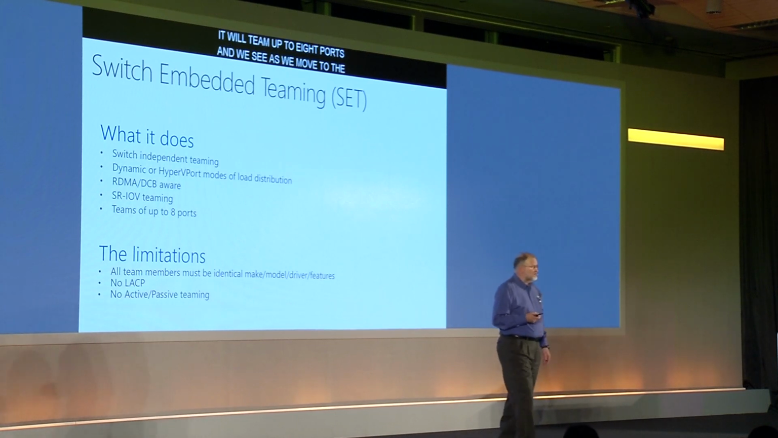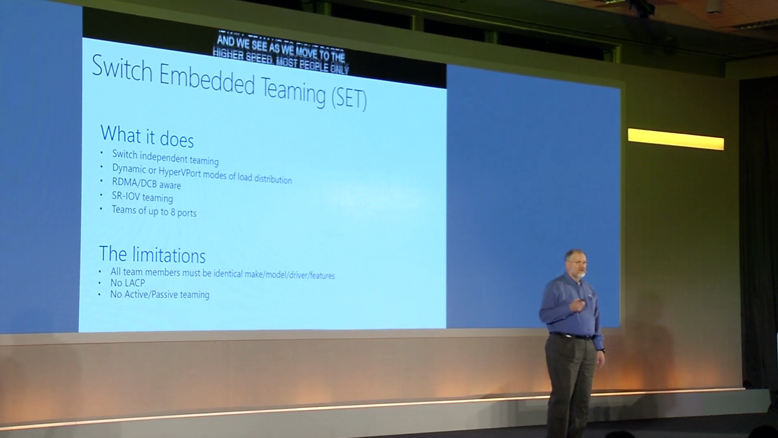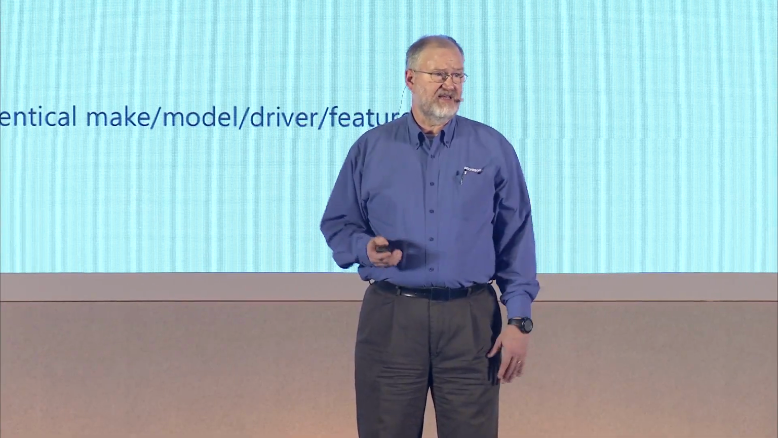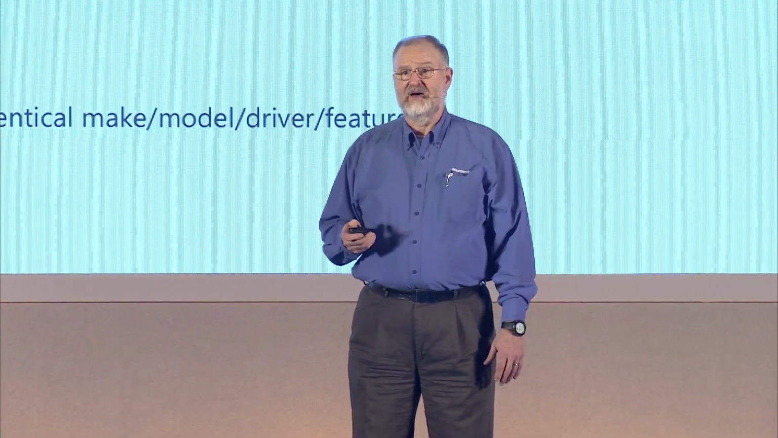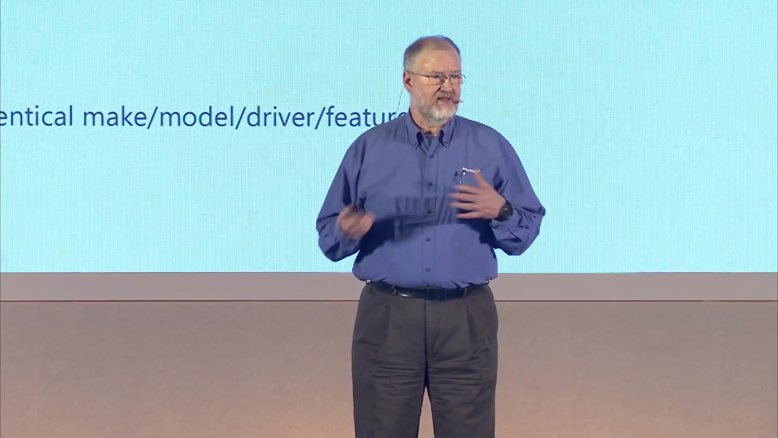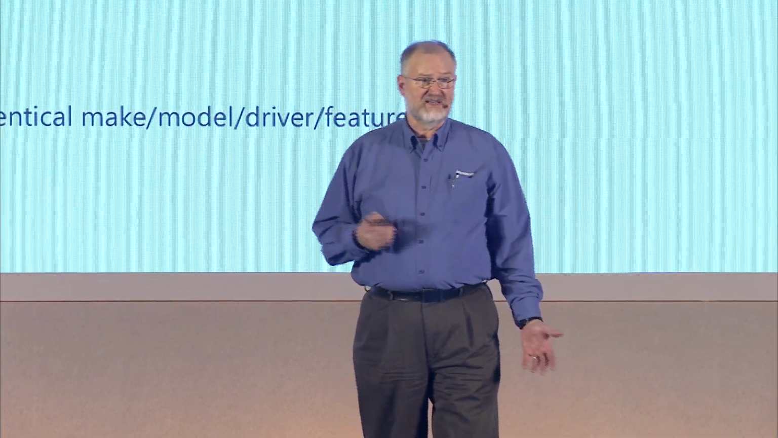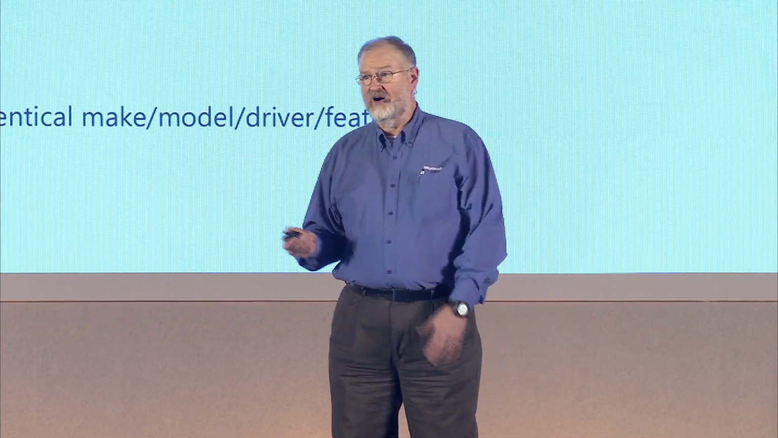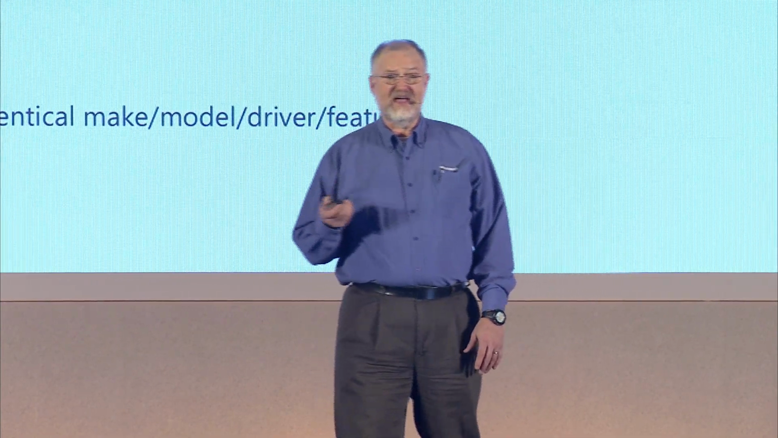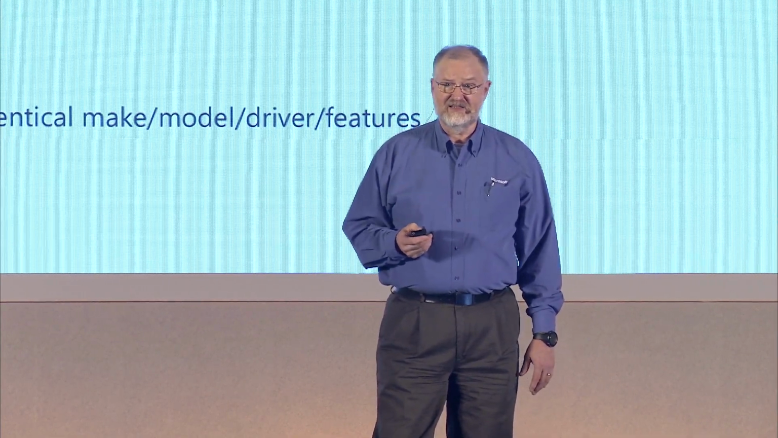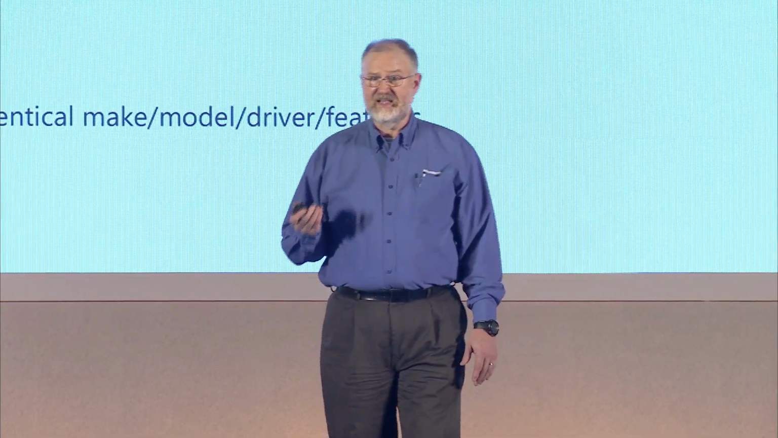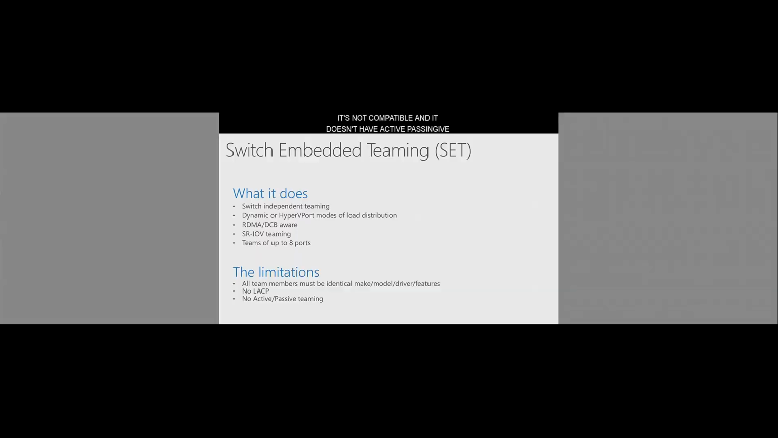A couple of simplifying assumptions were made for our V1 solution. The first one is all of the NICs in the team have to be the same make and model. That way we don't have to worry about trying to match capabilities between them. We don't have LACP because, again, LACP isn't compatible with SRIOV or RDMA. And it doesn't have active-passive teaming like LBFO does, because while active-passive teaming made sense if I was teaming 100 megabit per second or 1 gigabit per second NICs, it doesn't make much sense at 10 gigabits per second or 25 or 40 or 50 gigabits per second.